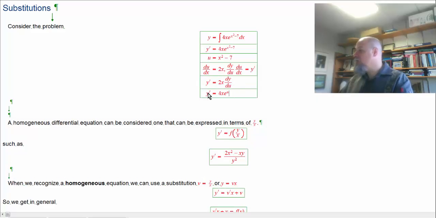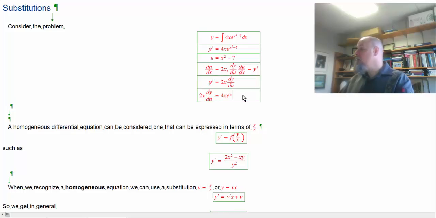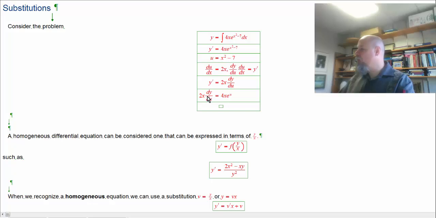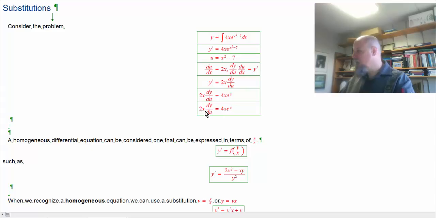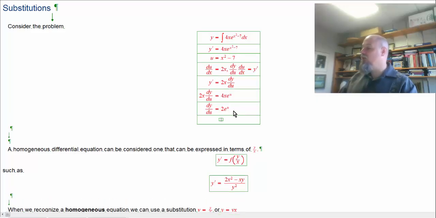When I do that, I'm replacing this y prime with 2x dy du, and now the 2x's cancel, and I end up with another differential equation. See, my substitution really didn't solve it. It doesn't solve the integral if I do it in regular calculus. The substitution itself doesn't solve the differential equation. It just gives me a new differential equation whose answer I can see right away.